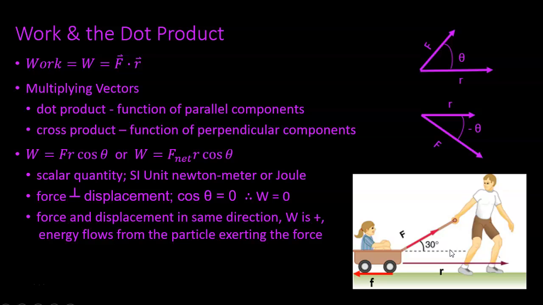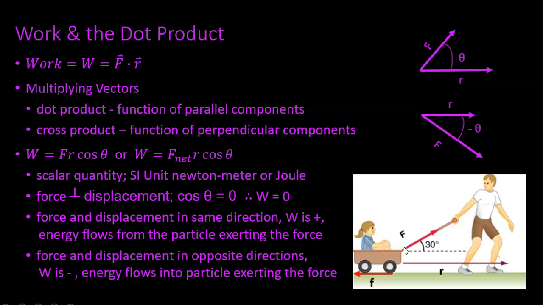There's an X component of that that is in the same direction as the displacement. So energy is flowing out of the boy into the wagon through the work mechanism. Now, let's take a look at the friction force.